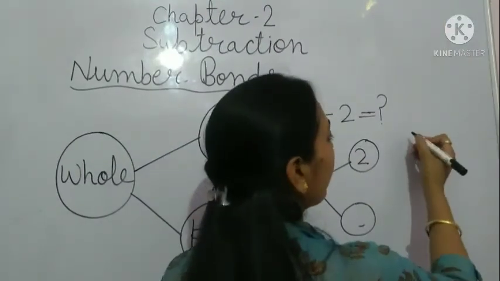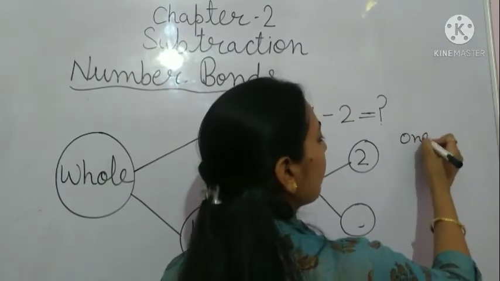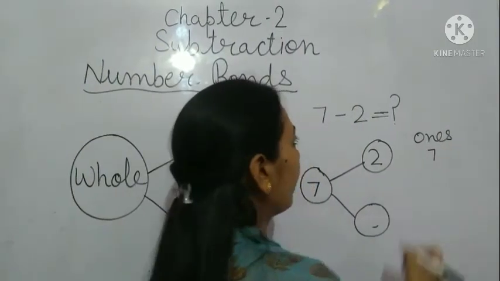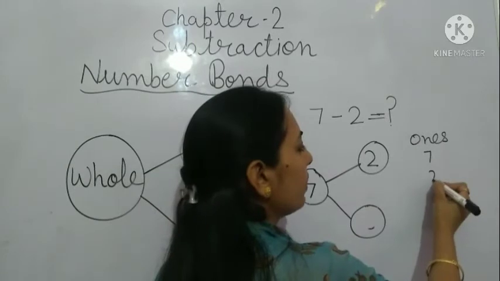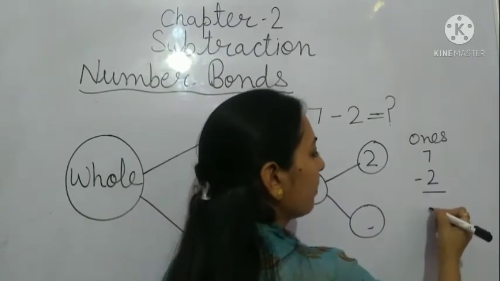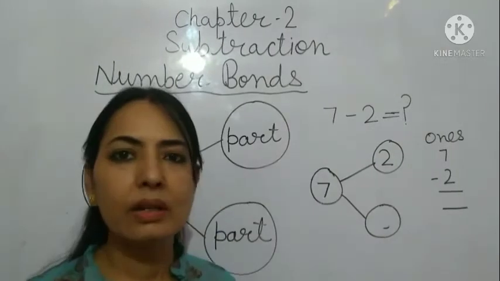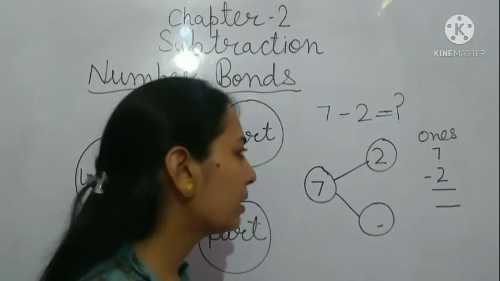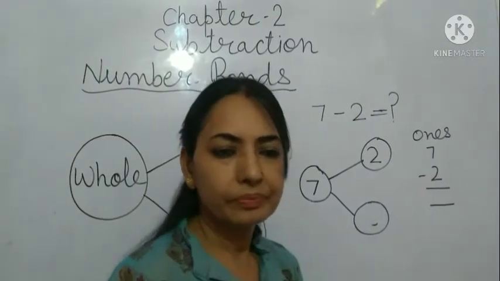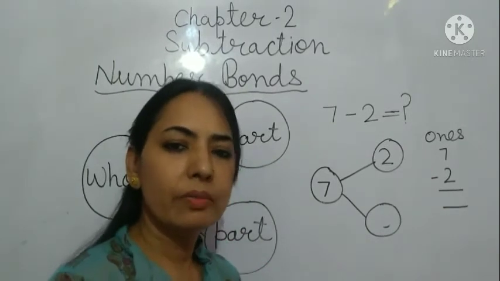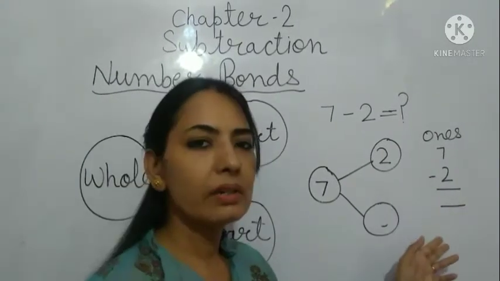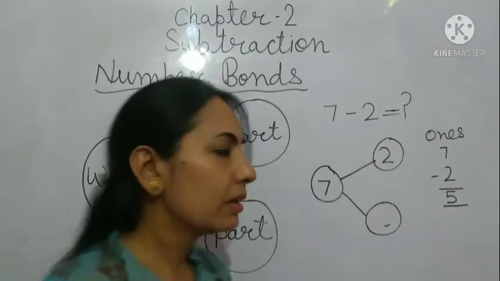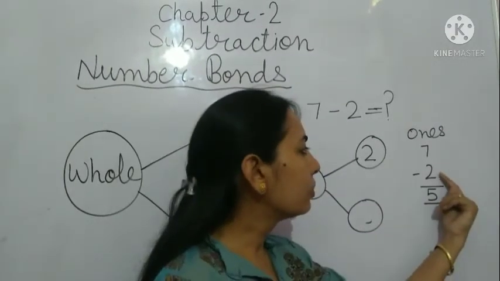So we will write it as ones. So we have 7. So first we will write 7, and we have 2. So we have to minus 2 from 7 because we have to know another part of the 7. क्योंकि एक part तो हमें पता है कि 2 है, but we have to find out another part. Now we will do 7 minus 2. So you can minus 2 from 7 in your mind also. If you minus 2 from 7, you got 5. So we'll write here. So now we have 2 parts, 2 and 5.